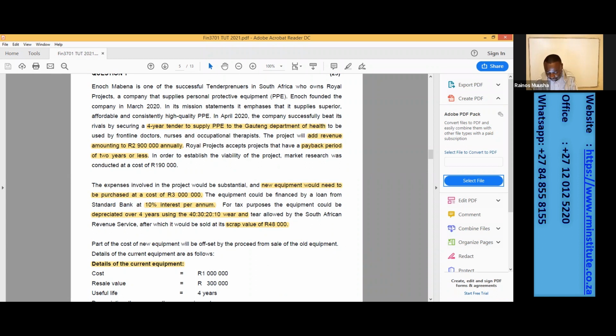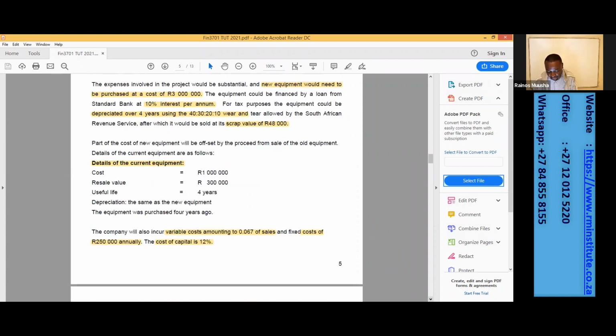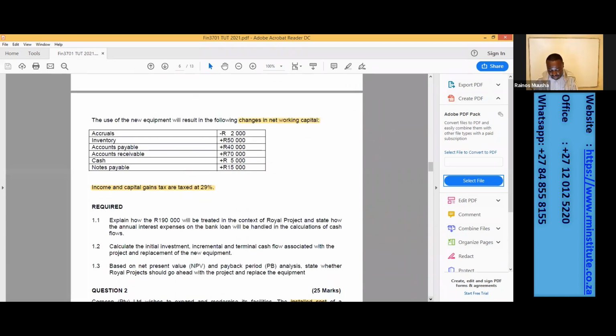So are we on the same page when it comes to question 1.1? Is there any question regarding question 1.1?